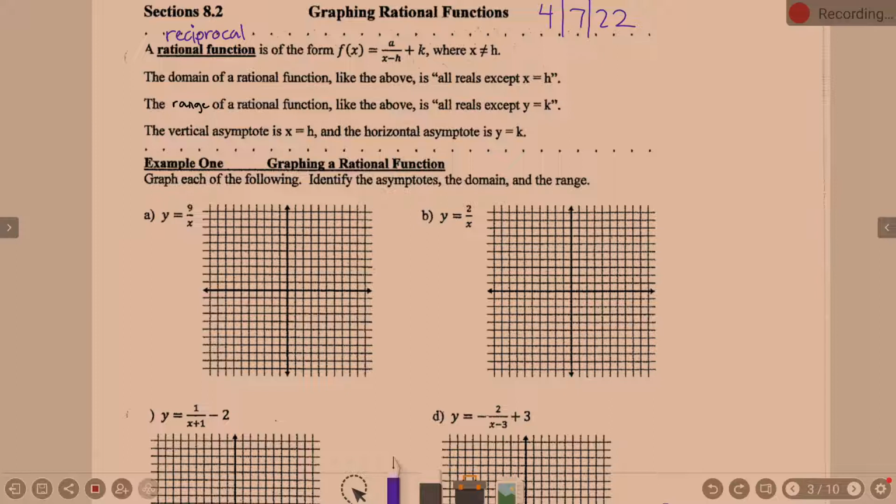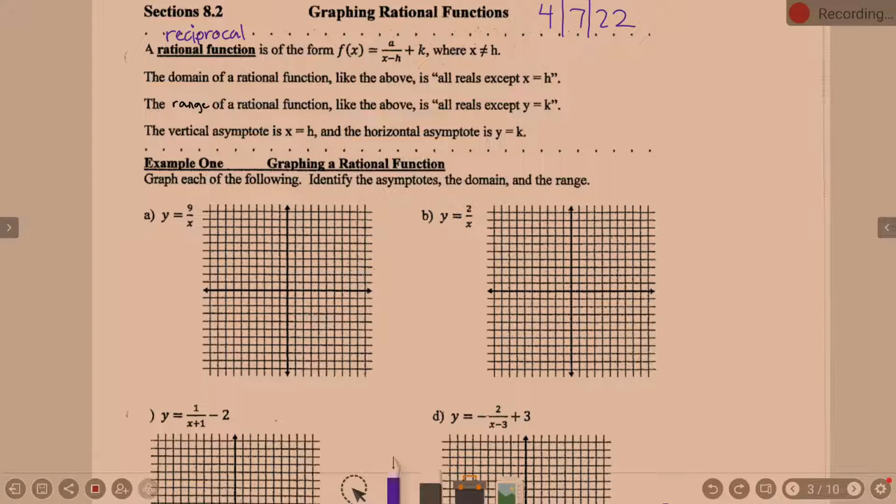When you have an x or just an x plus or minus a number in the denominator, that is also a reciprocal function, when it's just some number divided by an x. And so whether we talk rational function, reciprocal function, same idea. Now, a rational function is of the form f of x equals a over x minus h plus k, where x cannot equal h. Now, the x cannot equal h is just because the denominator can never equal 0. And if x and h were the same, you'd have 0, and that's a no-go.